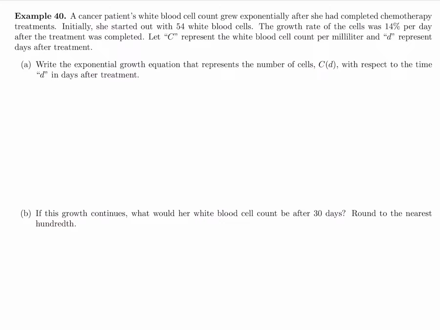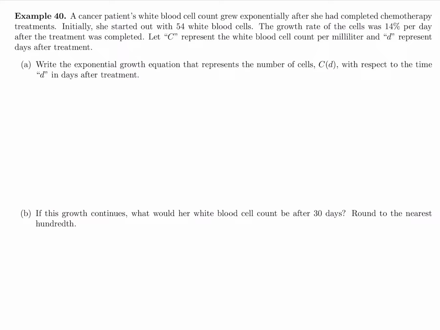Looking at an exponential function in a word problem, we have a cancer patient's white blood cell count that grew exponentially after she completed chemotherapy treatment, which is very typical when you get chemo. It does kill the cancer, but it also kills off your immune system. So your white blood cell count drops, and typically it's too low to even leave the hospital. A lot of chemo is done inpatient for this reason.